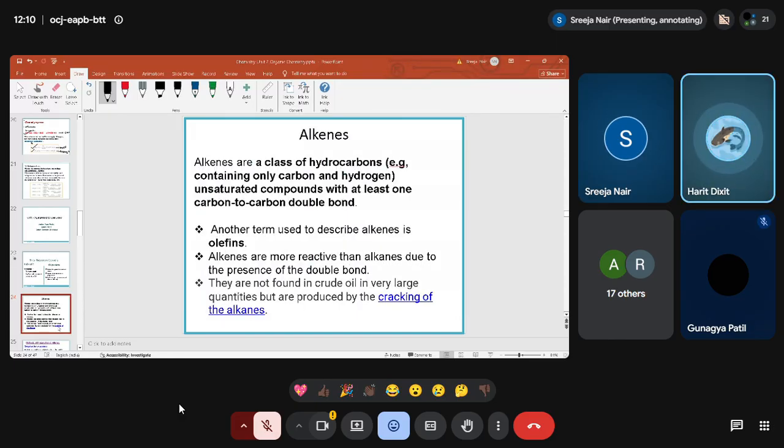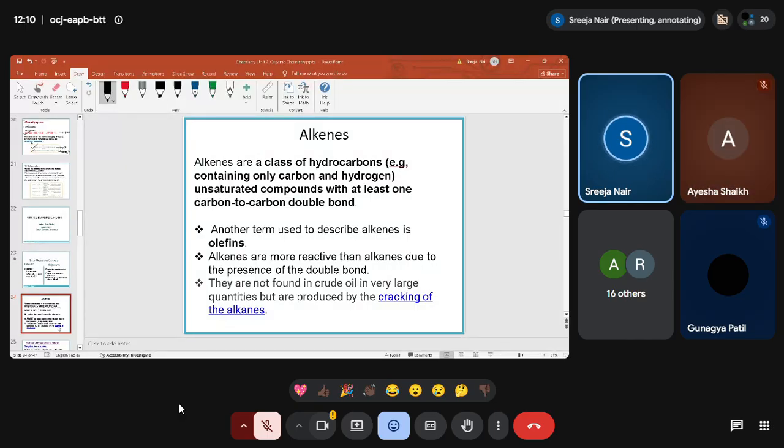The next compound is alkenes. Another name for alkene is olefin. Now here, why is it called olefin? What is an alkene? Alkene is an unsaturated hydrocarbon. What do you mean by unsaturated hydrocarbon?